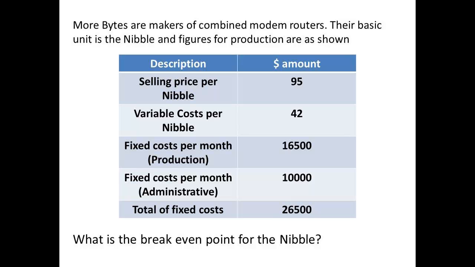Morebytes produce modems and routers. The figures for the production of the nibble modem router are shown. The details needed are the selling price, variable costs per unit, and the total of the fixed costs. How do we now determine the break-even point?